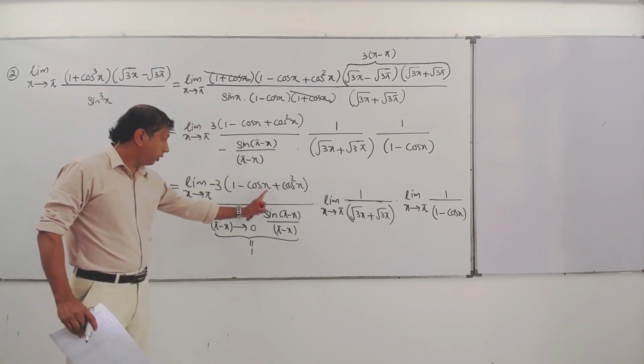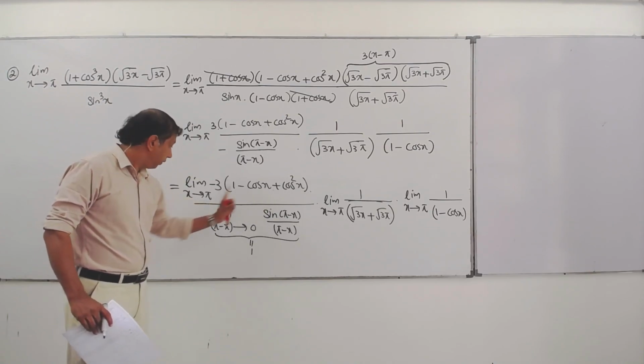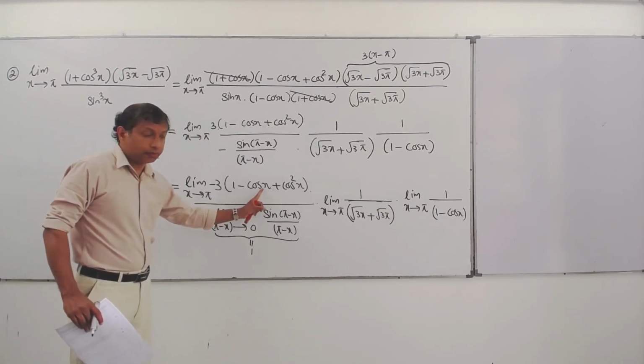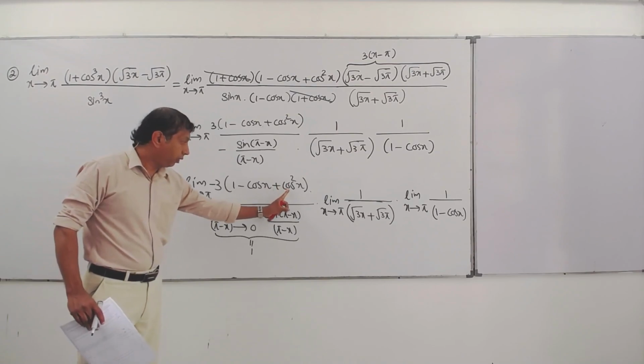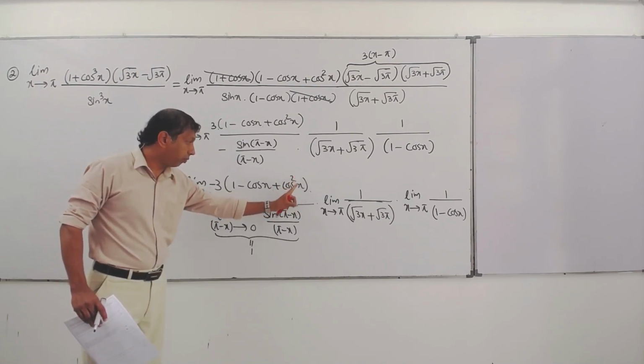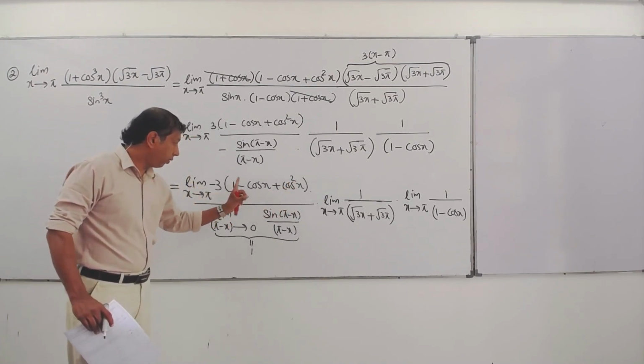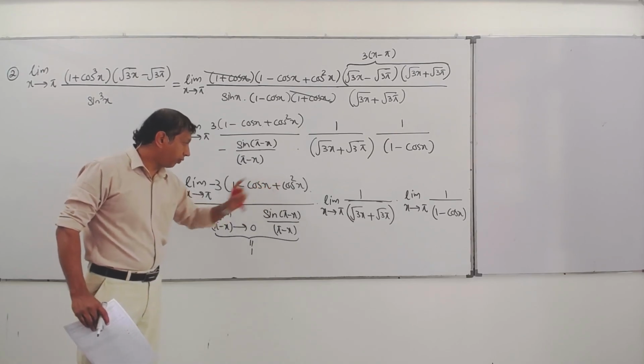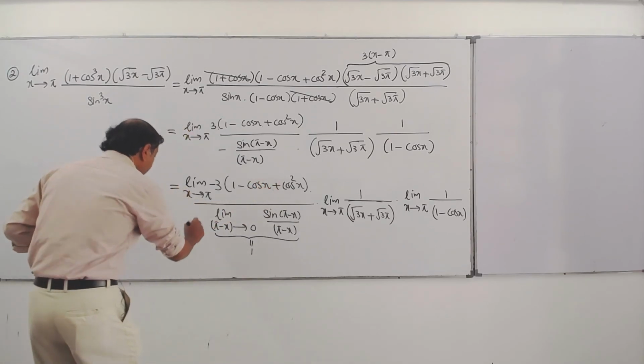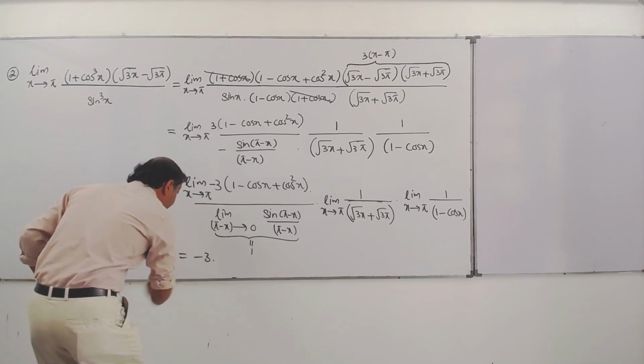Here now we put pi here. Cos pi, cos 180 is minus 1. Here cos 180, minus 1 squared plus 1, that is 1 plus 1 plus 1. Right? So then we get minus 3 here.